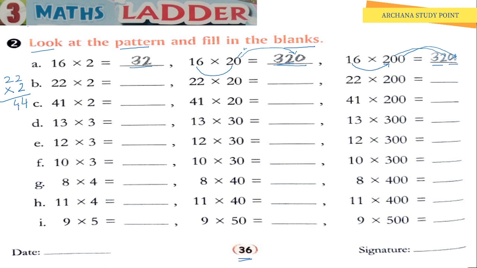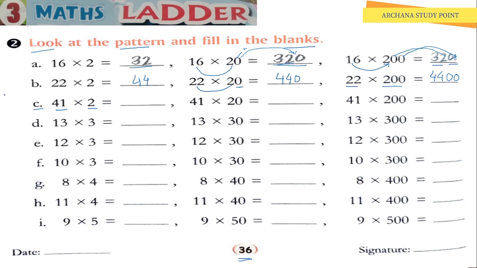I can hear somebody telling me the answer. The answer is 44. Now again 22 multiplied by 2 will give me 44, and I'll put a 0. The answer is 440. Very good. Now part C says 22 multiplied by 200. So 22 multiplied by 2 will give me 44 and I'll put 2 zeros. So the answer will be 4400.